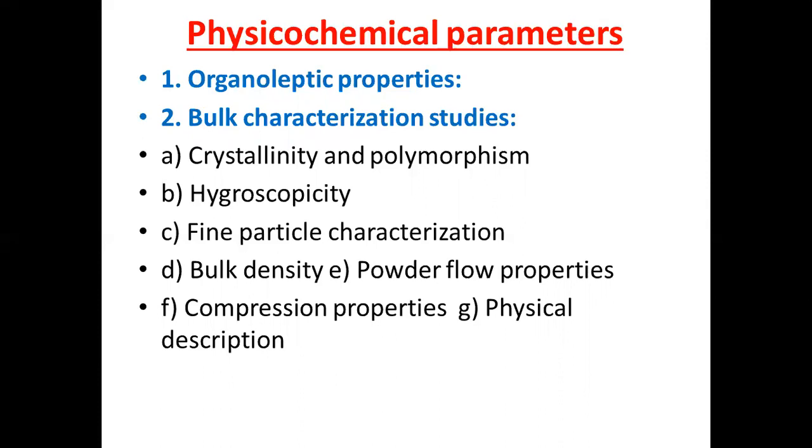And bulk characterization covers crystallinity, crystal structure, more than one crystal form, the property to absorb water (hygroscopicity), fine particle characterization, meaning what type of particles are there, bulk density, powder flow, if the powder is present, what the powder flow properties are, and compression, when it's going to be compressed in the form of a tablet, how it will bear the pressure, and the physical overall description.